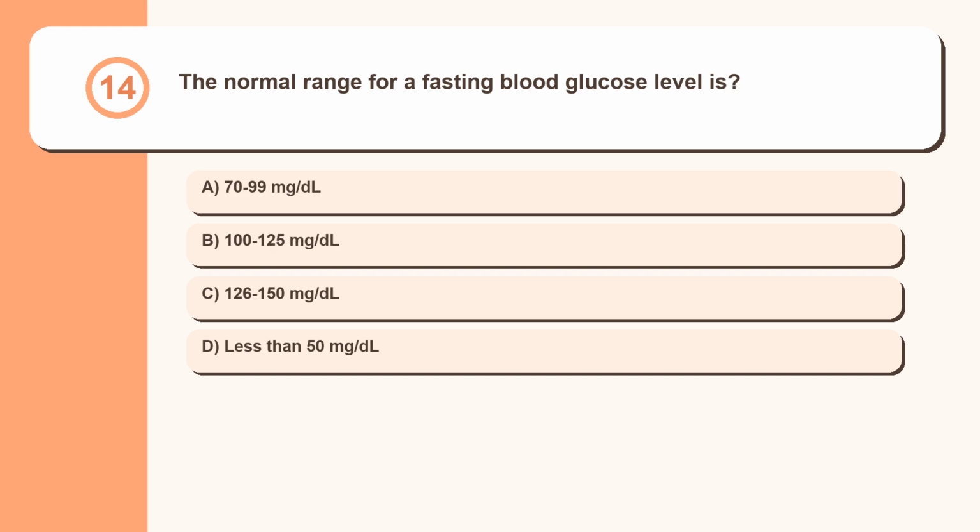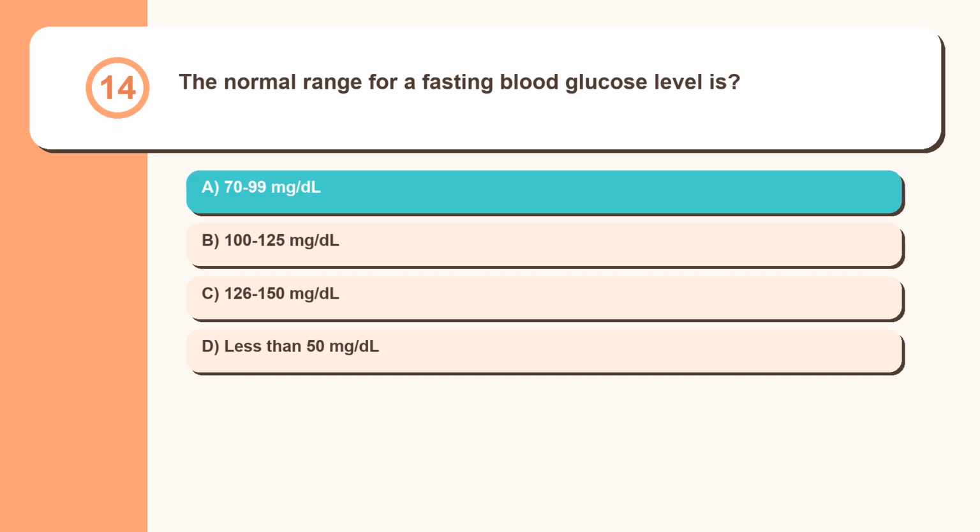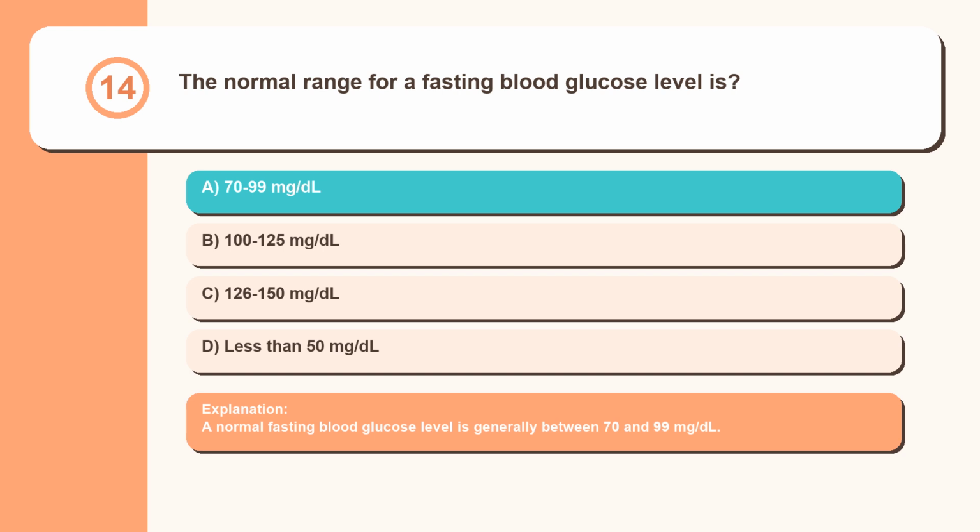Question 14. The normal range for a fasting blood glucose level is 70 to 99 mg/dl, 100 to 125 mg/dl, 126 to 150 mg/dl, less than 50 mg/dl. A normal fasting blood glucose level is generally between 70 and 99 mg/dl.